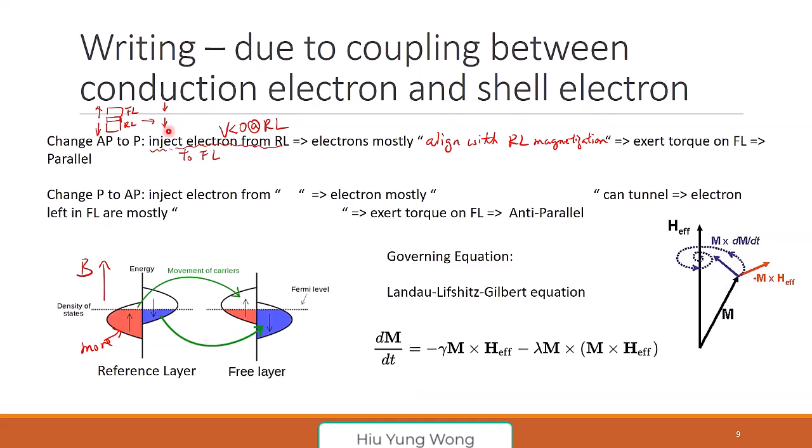Just because there are more electrons in the reference layer which are pointing downwards. Yes, just because we have more electrons pointing down. Here it is pointing up, but it will be aligned with the direction of magnetization of the reference layer. Because of this energy splitting, we have more. Both of them will get injected to the free layer, but this one has more, so it has more effect.